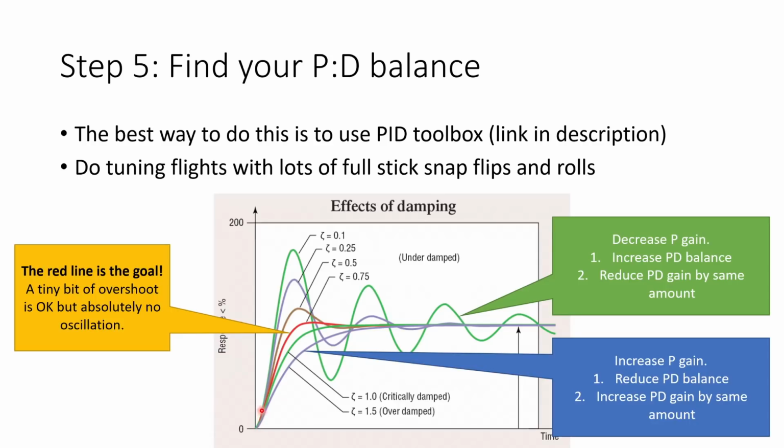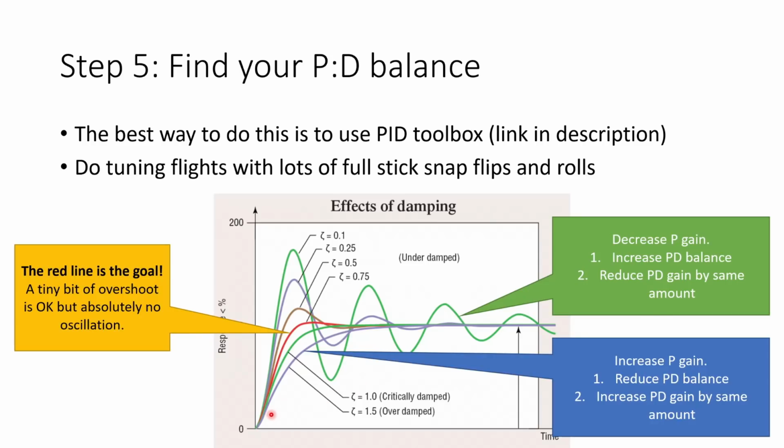If your log looks like the green curve or the purple curve here that wiggle up and down for a while, that means you have too much P gain. And to fix that, you're going to want to decrease your P gain. And the easiest way to do that, in my opinion, is to use the sliders. You increase the PD balance by 1 or 2 notches, and you reduce the PD gain by the exact same amount. And that's important because you want your D gain to stay the same and your P gain to reduce.